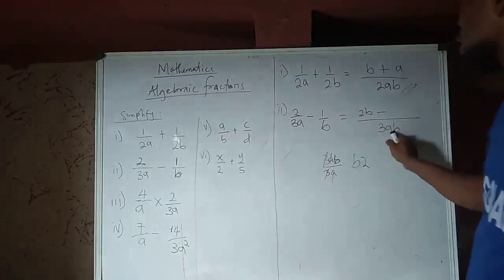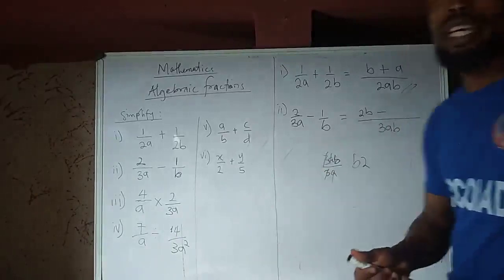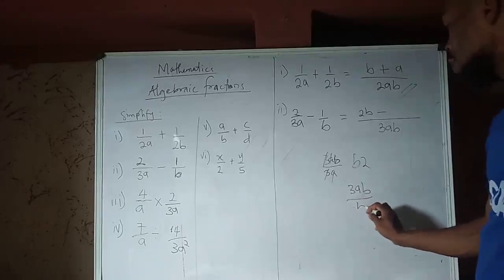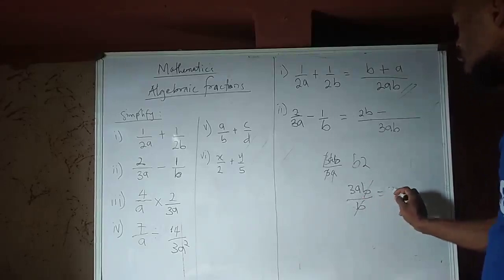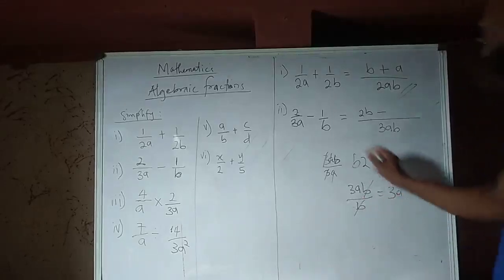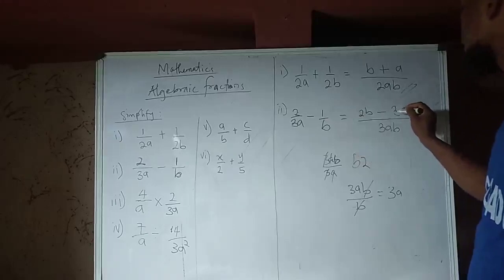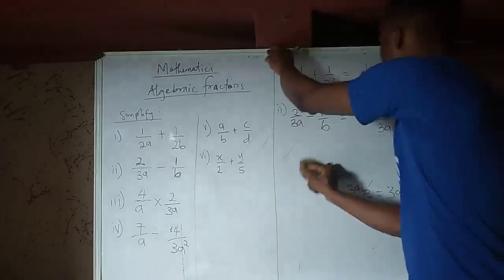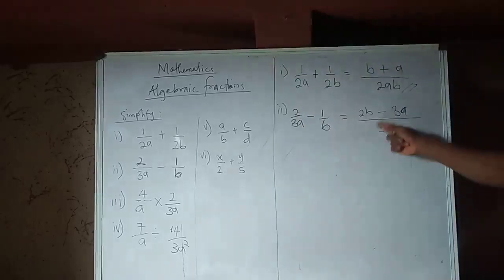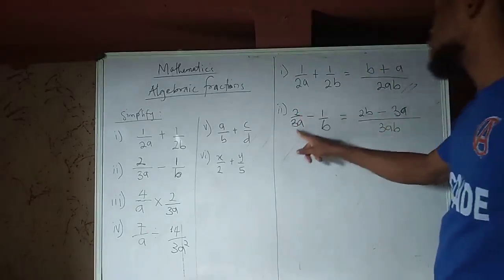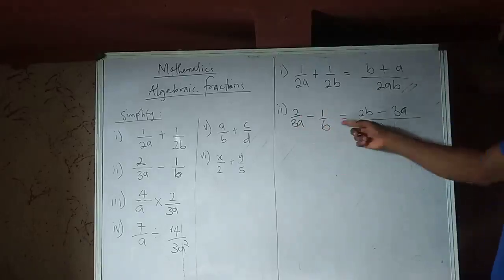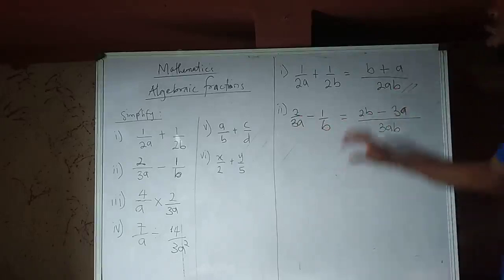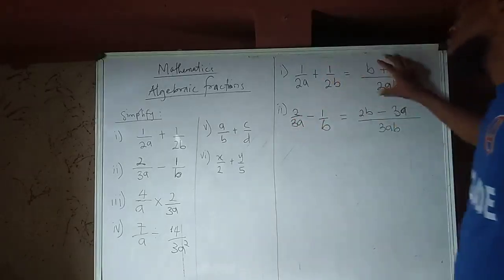Then minus 3ab divided by b. 3ab divided by b, b will cancel b, so we'll be left with 3a. Alright, so 3a times 1 will give us 3a here. Basically that's all we can do for this problem. There's nothing else we can do. So the solution of 2 over 3a minus 1 over b is equal to 2b minus 3a all over 3ab. This is the simplified form.